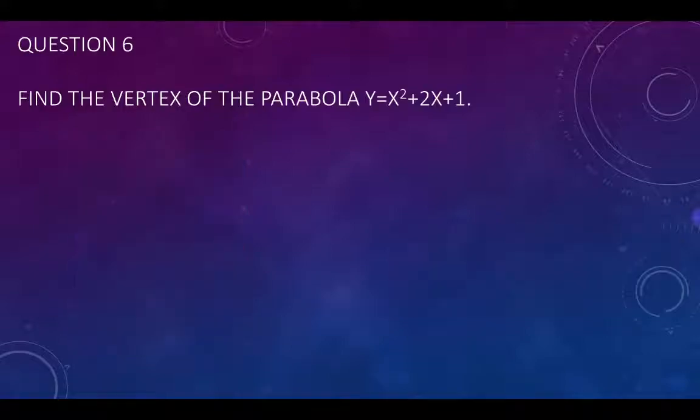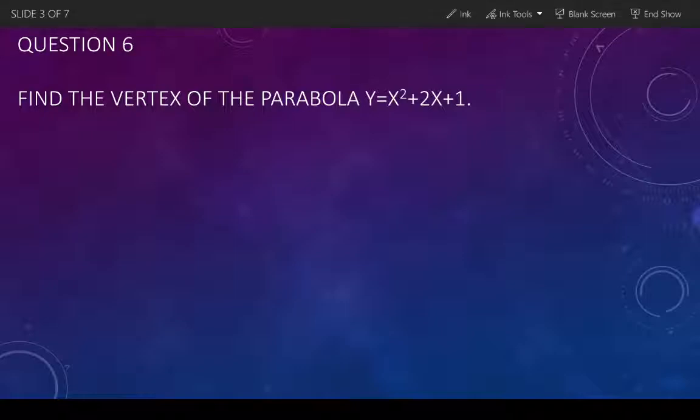So let's start. Question number 6. Find the vertex of the parabola y is equal to x squared plus 2x plus 1. Para makuha natin yung vertex ng parabola, we need to get the value of h and k. Remember that the formula for our h will be negative b over 2a. So dito, we're just going to use this, and then after that, kung ilan yung makuha nating value ng h, i-substitute natin sa values ng x para makuha natin yung value ng k.